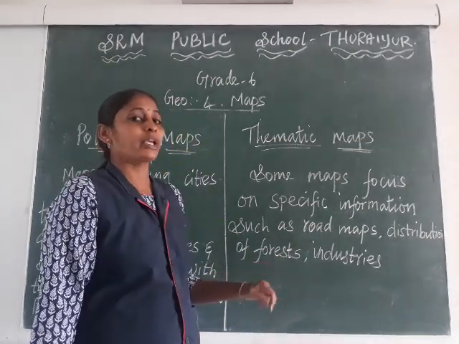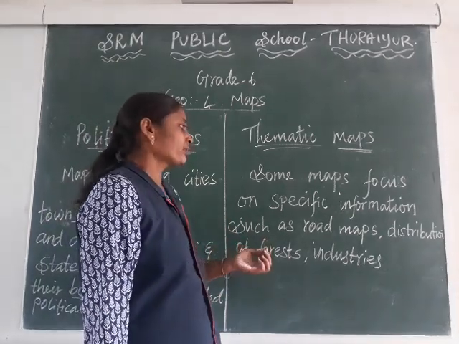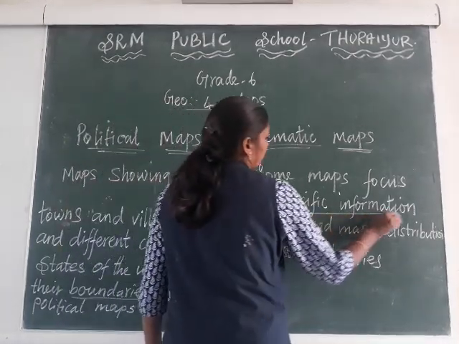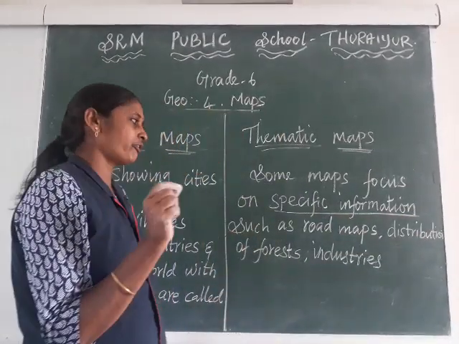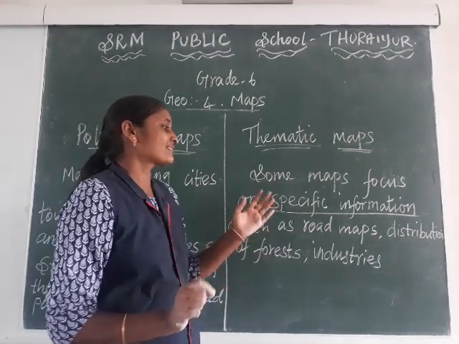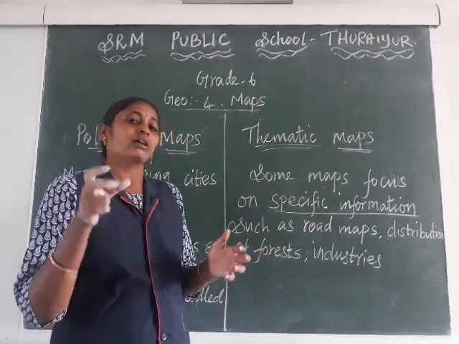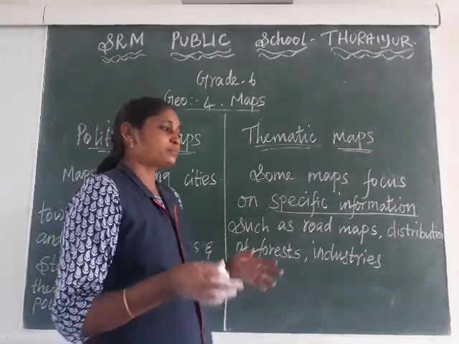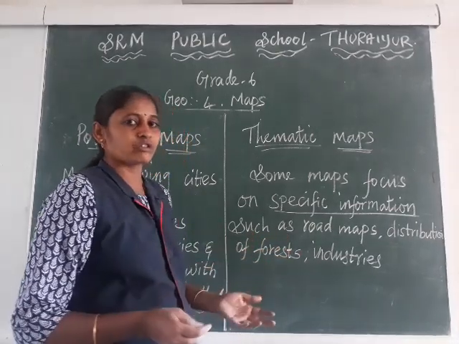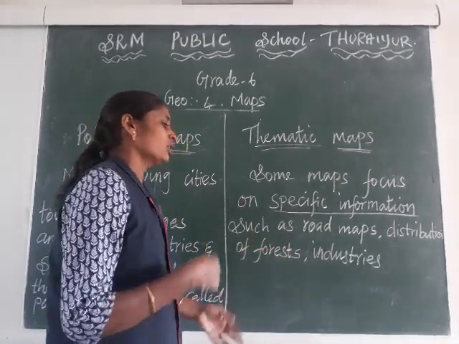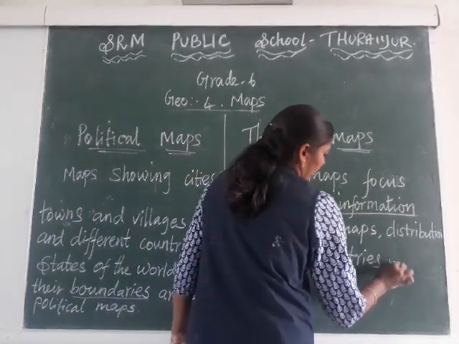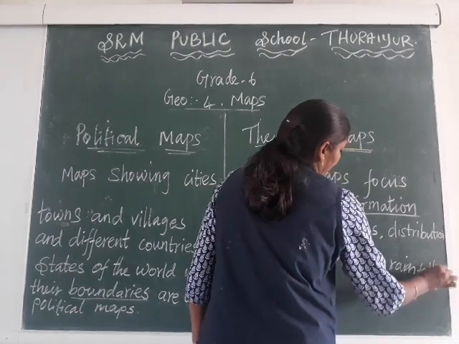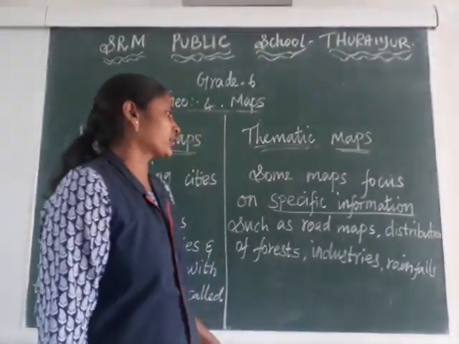Next is thematic map. Some maps focus on specific information, and that is called a thematic map. What information do we have in a thematic map? Maybe a road map, or the distribution of forest, or distribution of industry, or rainfall. Which area gets more rainfall, that too we can understand with the help of a thematic map.